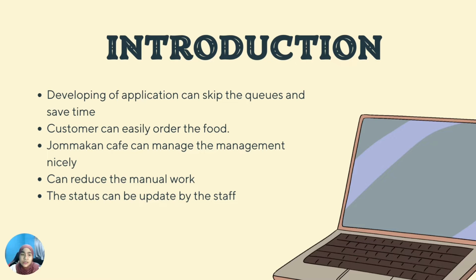For the introduction, the first is developing an app that can skip the queues and save time for the customer and also the staff of Jom Makan Cafe. Second, the customer can easily order the food just using the mobile phone by scanning the QR code. After that, the Jom Makan Cafe can manage the management nicely and also reduce the manual work for the staff. And the last one is the status can be updated by the staff of Jom Makan Cafe.